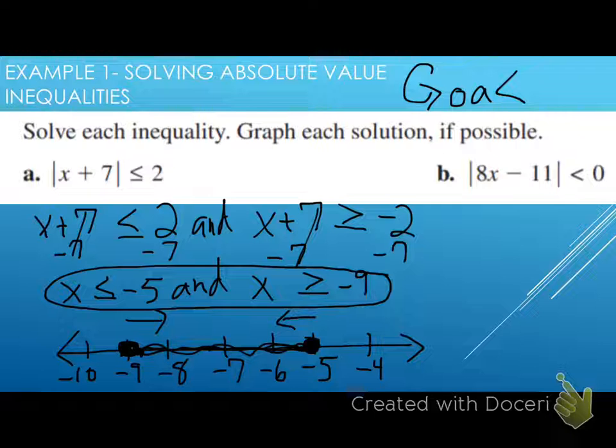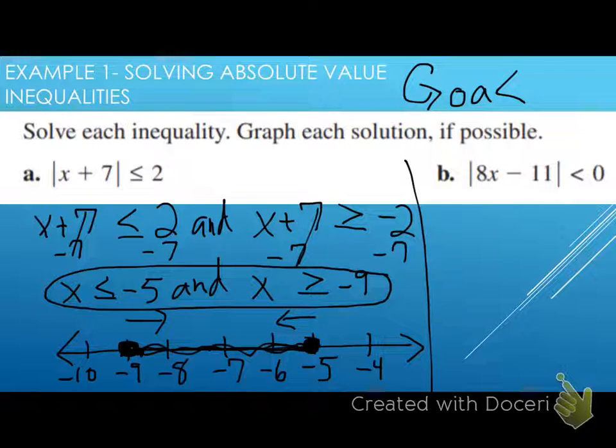How do I feel about that so far? It's a little bit of a process, but once you get the process down, it's not too bad. Questions on letter A? Okay, letter B. Absolute value of 8x minus 11 is less than 0.